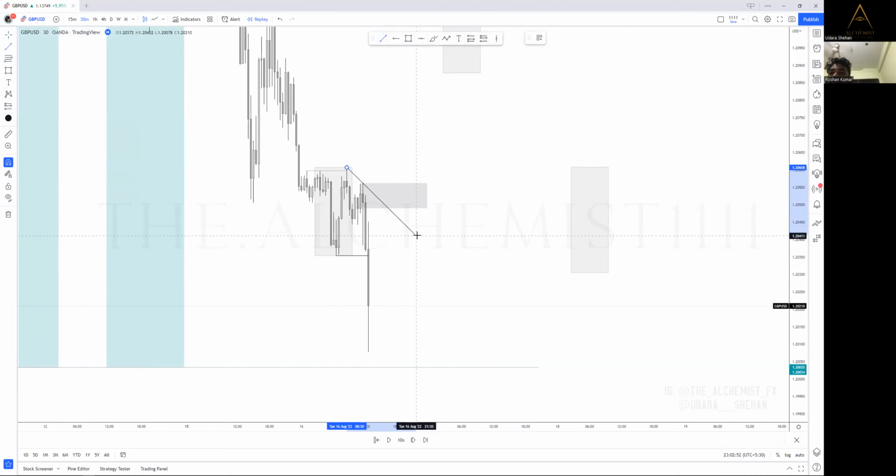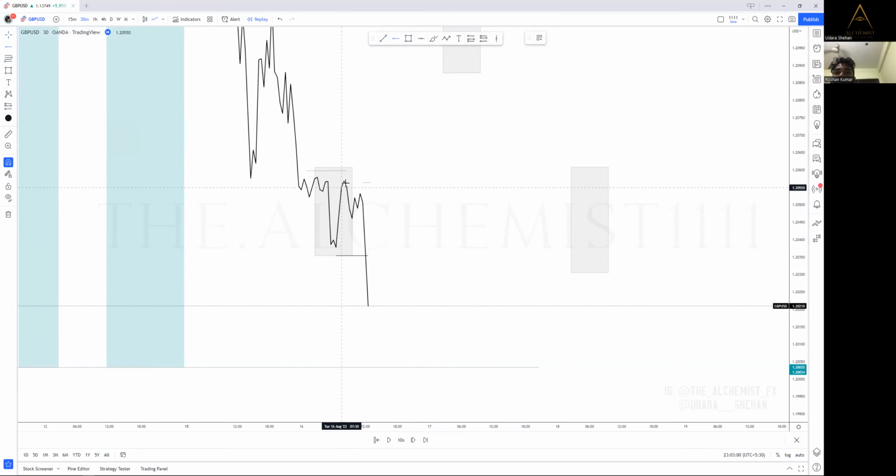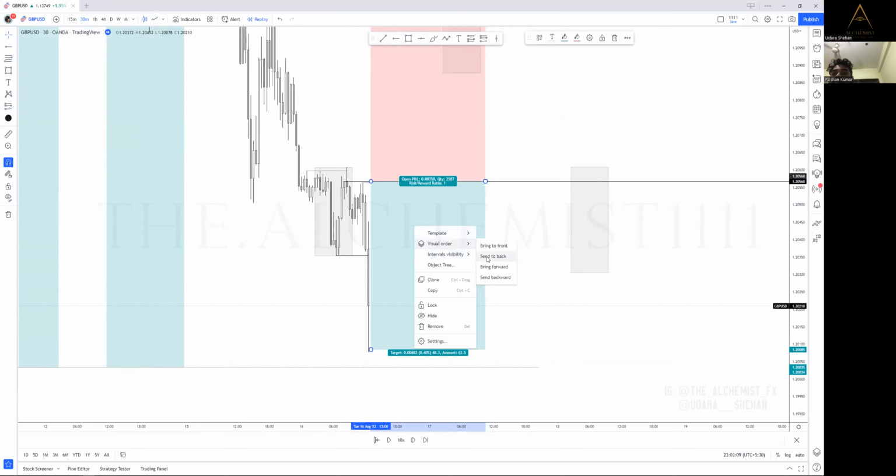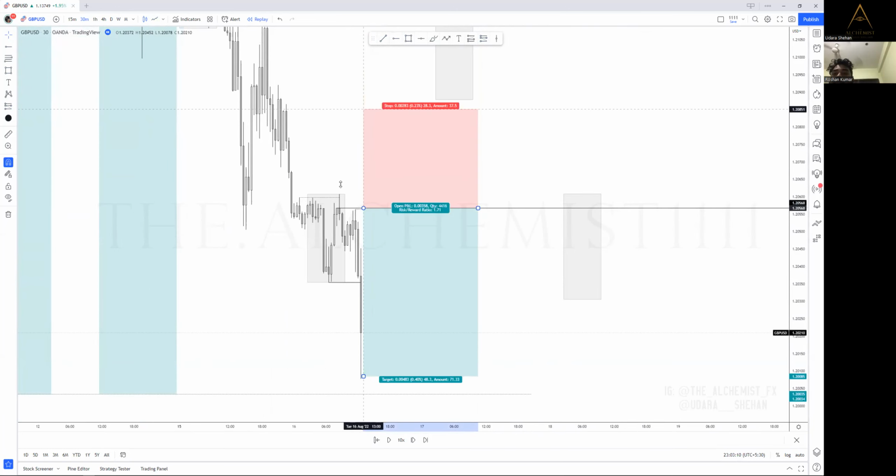Are we going to do this? No. We know what this is? This is internal range liquidity. And above it, what do we have? A resistance. See that? A resistance. Okay, then what we could do is sell it. Okay, we can sell it. Stop loss where? Above the strong high.